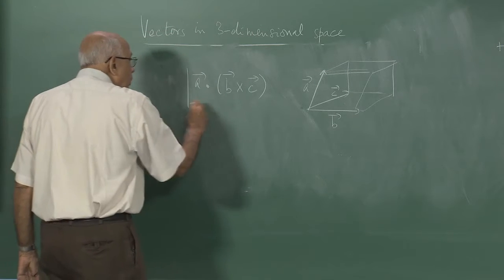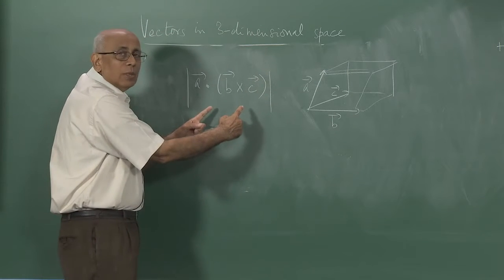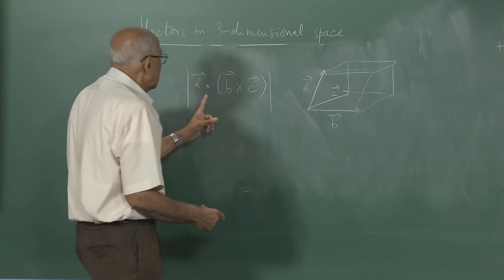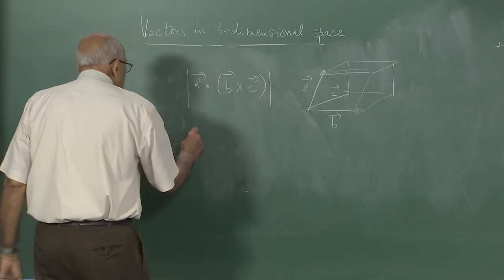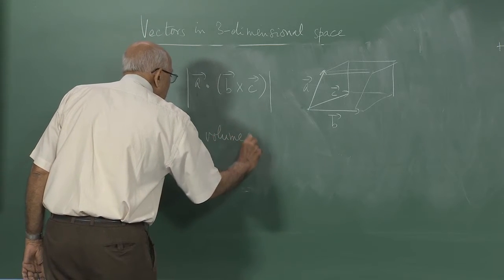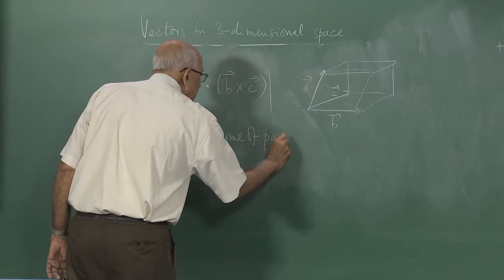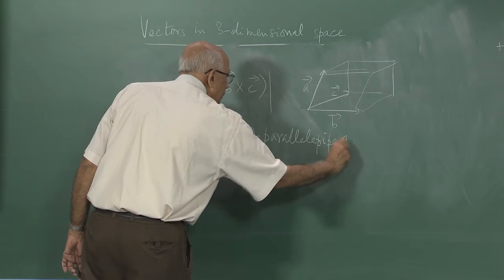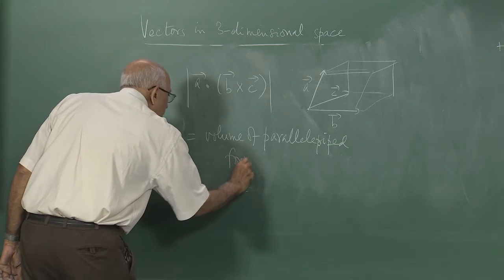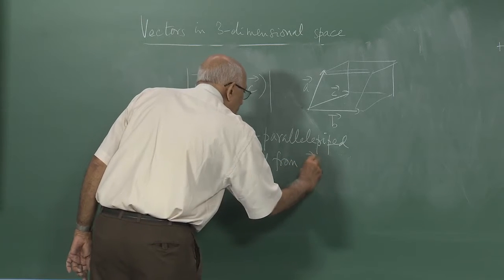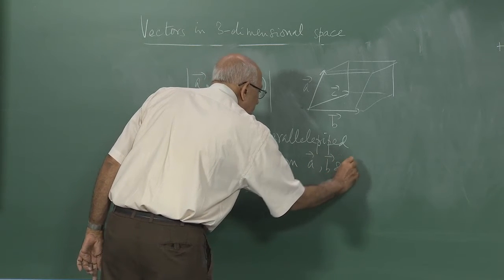So the magnitude of this quantity, because the sign of this quantity, it is a scalar, could be either plus or minus 1, but the magnitude of this quantity is equal to the volume of the parallelepiped formed from A, B and C.